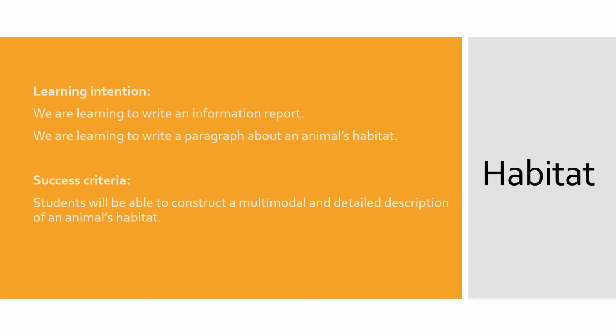Today, in English, we are going to learn how to write an information report. Especially, we are going to focus on the paragraph about an animal's habitat. To be successful in constructing a paragraph, you are going to use a multimodal and detailed description about an animal's habitat.